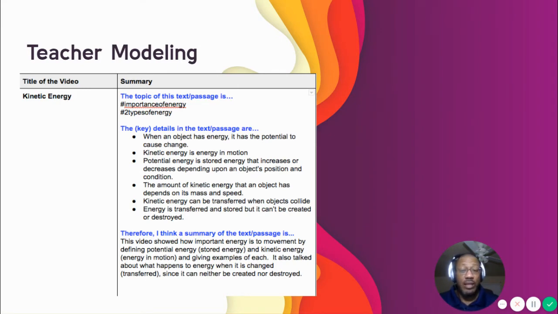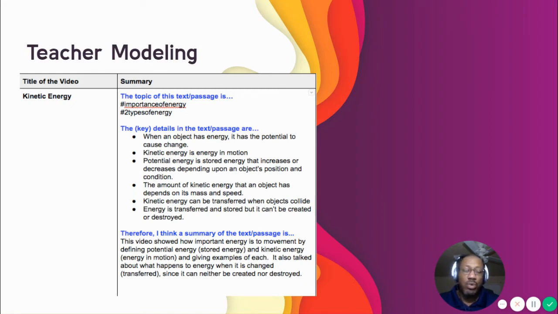Before they move and it's about to start moving, that's when it has its greatest potential energy, which is stored energy that increases or decreases depending upon an object's position or condition. In the video, it gave you an opportunity to see when something was being pushed up a hill, it has greater potential energy the higher it goes.